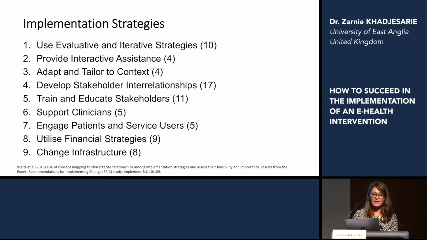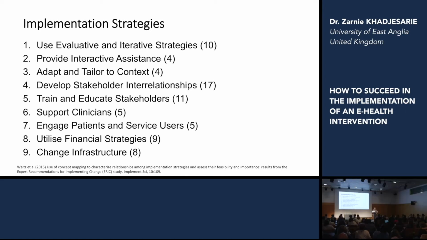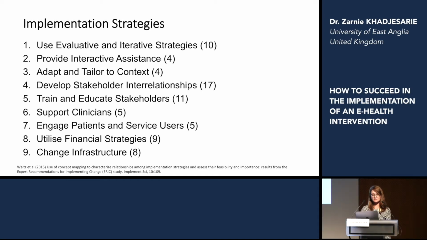And so those have then been grouped into these 9 categories of what the main implementation strategies are considered to be. So these are things like using evaluative and iterative strategies, for example audit and feedback. To provide interactive assistance, for example facilitated access to a digital intervention. To adapt and tailor to context. To develop stakeholder interrelationships. To train and educate stakeholders. Support clinicians, engage with patients and service users, to utilise financial strategies and change infrastructure.